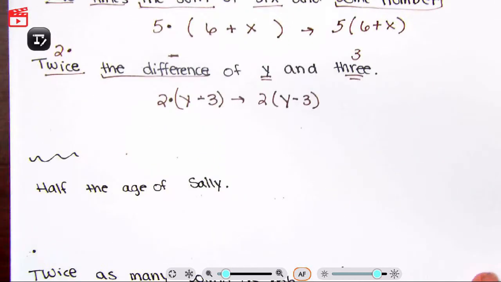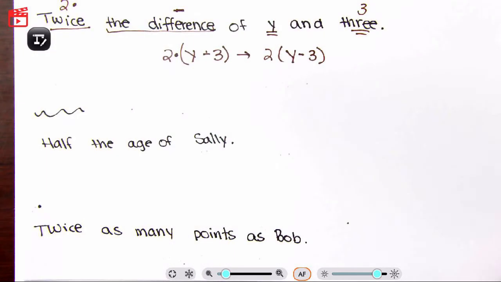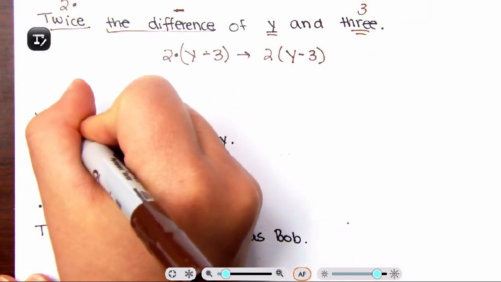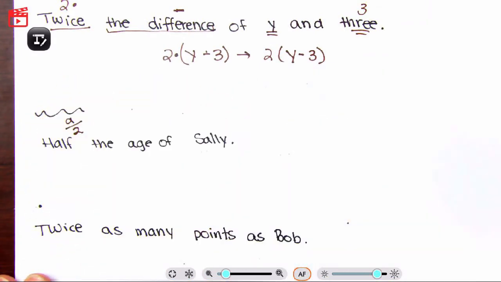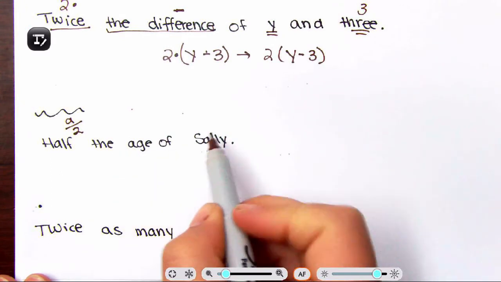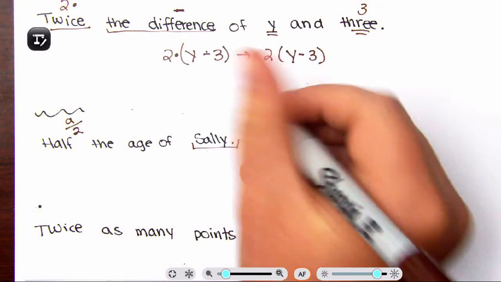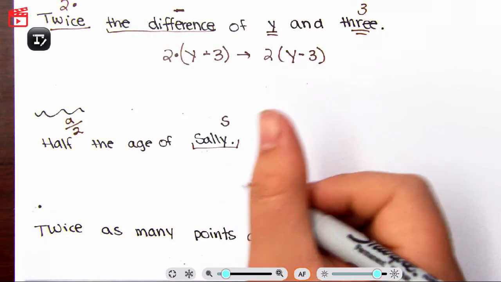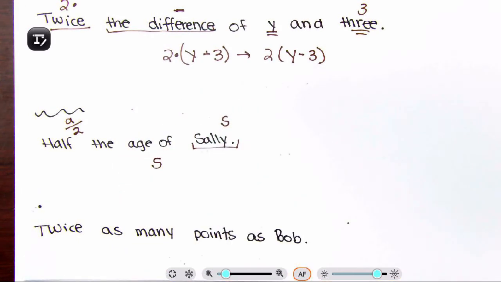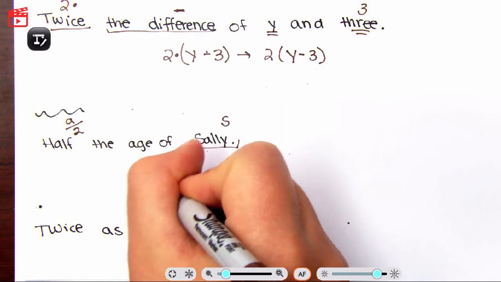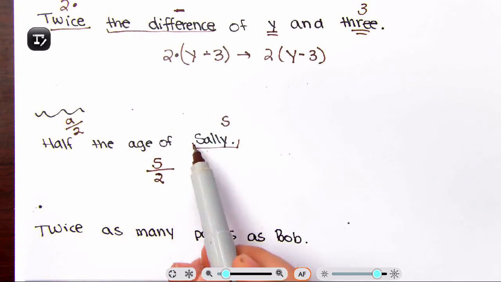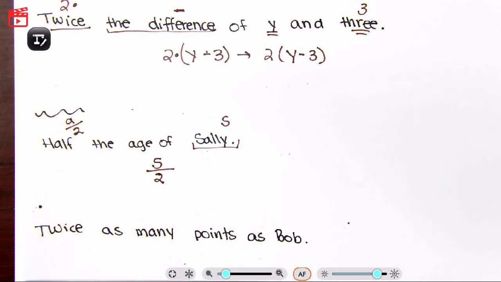Let's do 2 more and call it good for this video. Half the age of Sally. Okay, we know half is divided by 2, so I'm going to say a divided by 2. But do we know how old Sally is? We don't know how old Sally is, so we're going to say Sally is S years old. So if Sally is S years old, half of that is what we want. So we have S divided by 2. Again, no "is," so we don't have an equation.